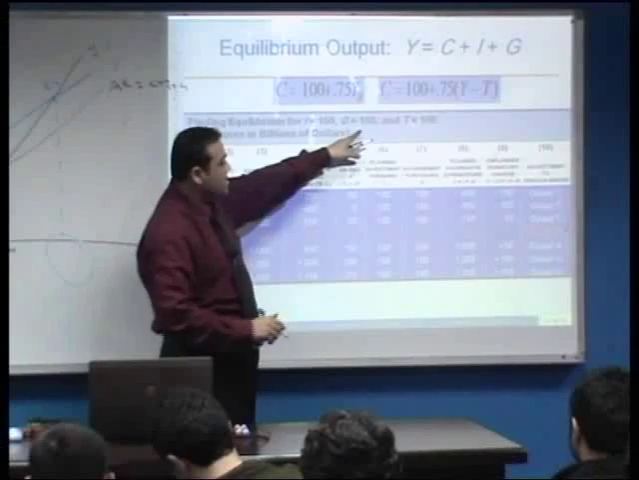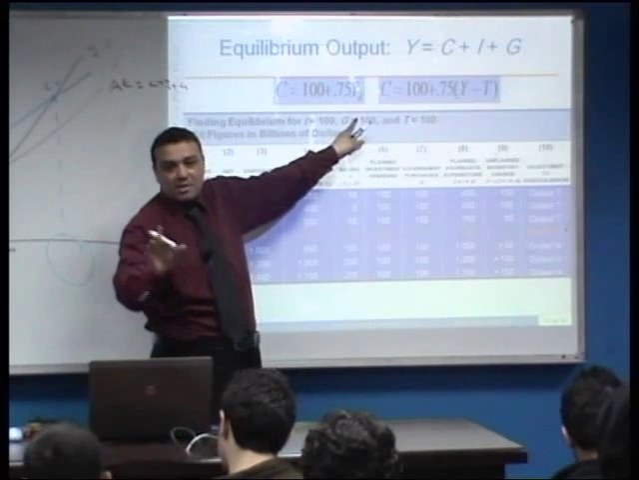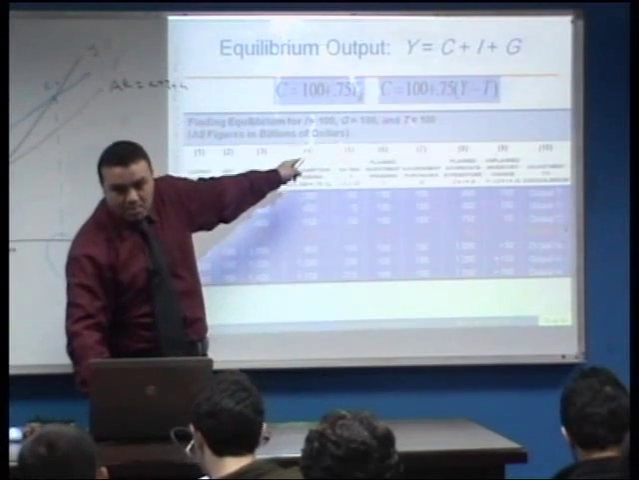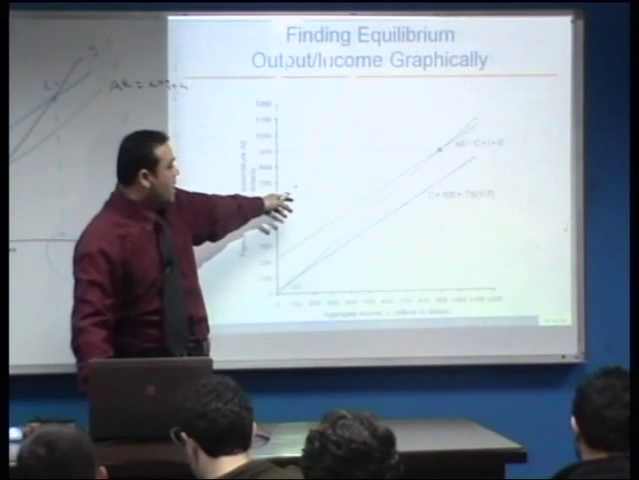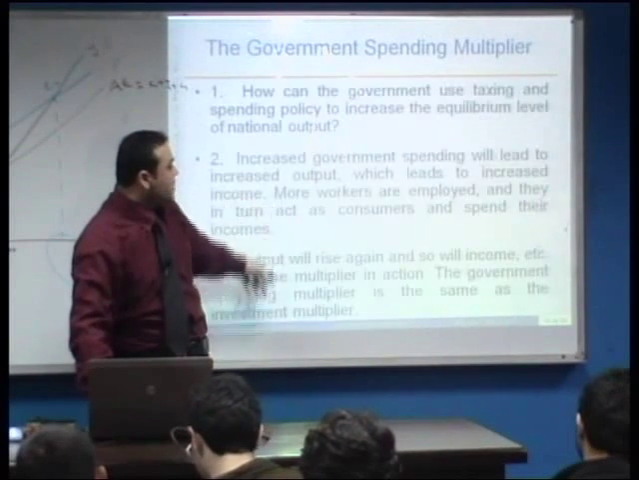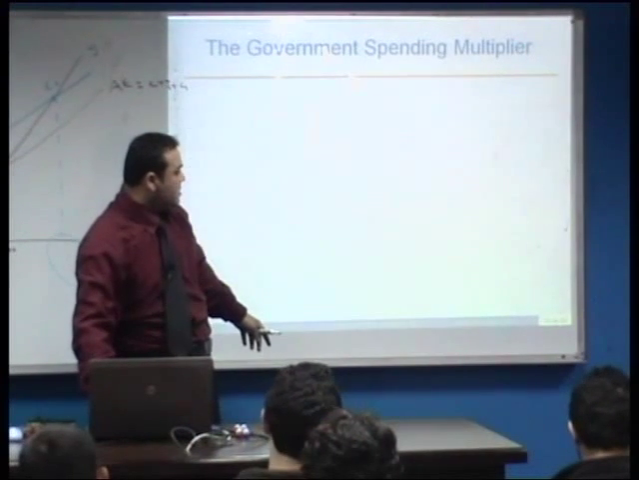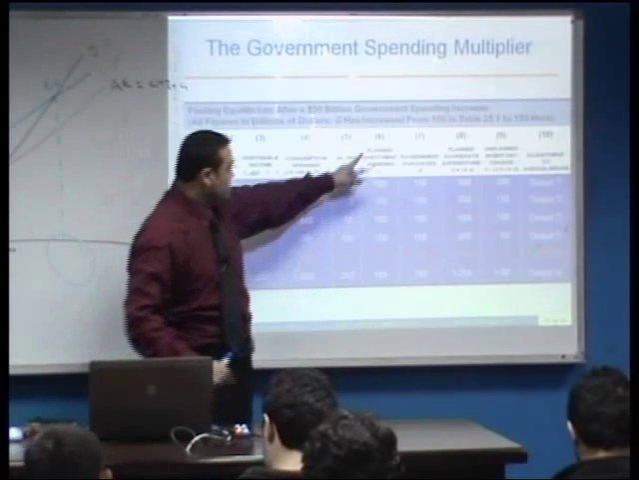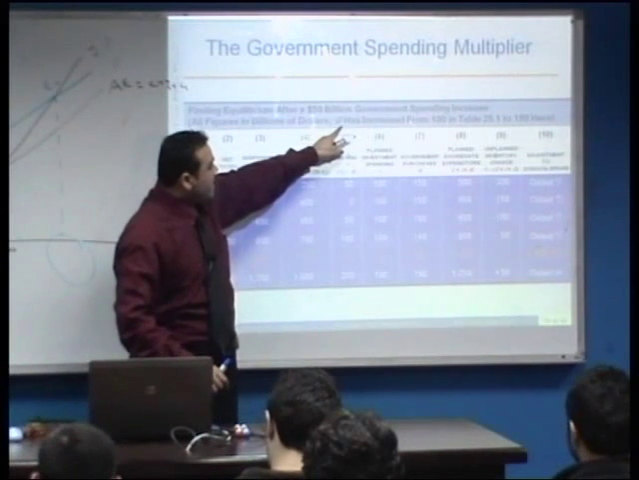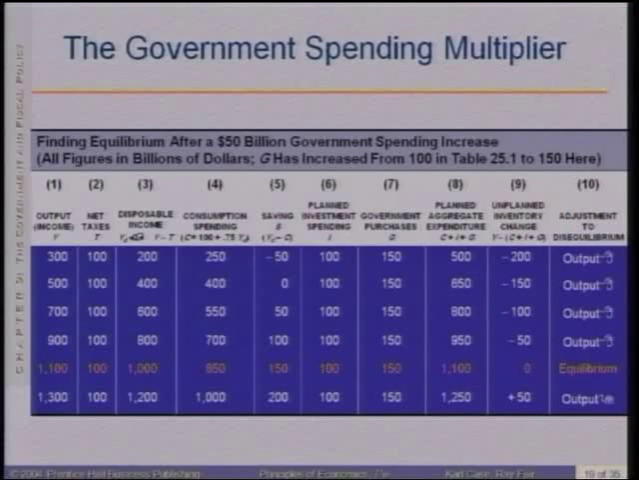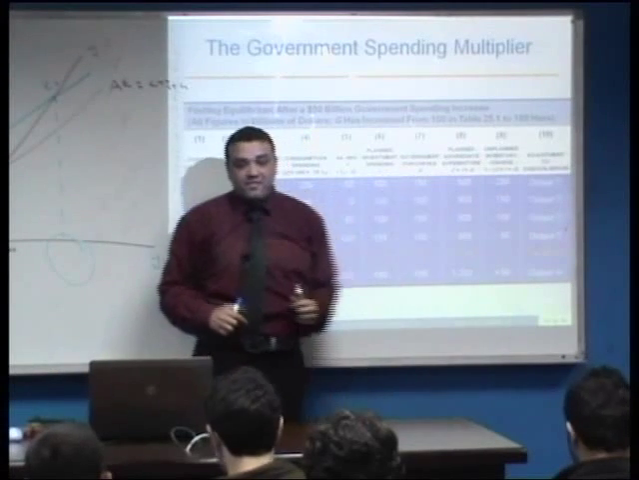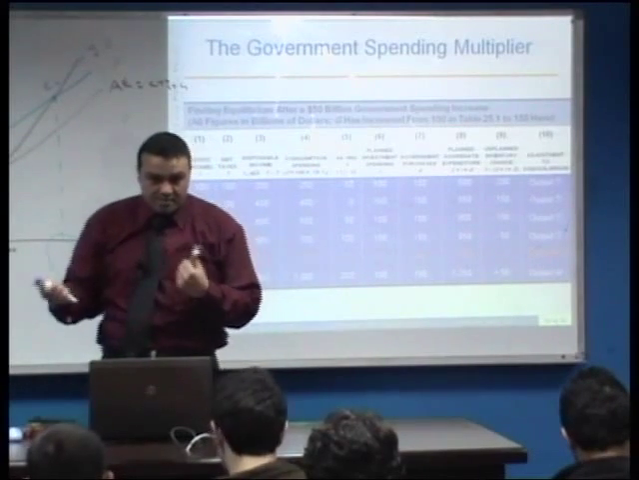How much is the increase of the government spending? $100 million. But now, suppose that the government spending increased by $150 million. This is the question. So, G, the government spending, has increased from 100 in the table to 150 instead of 100.